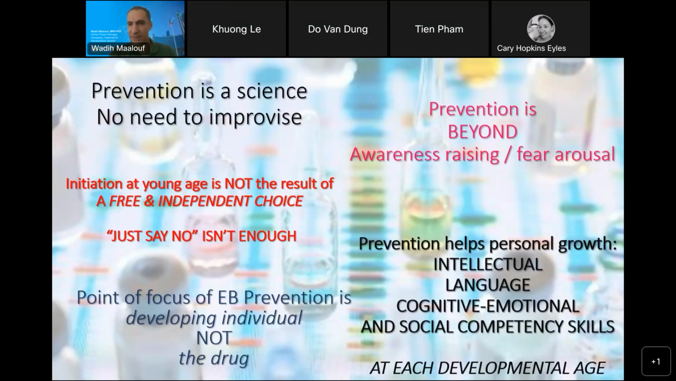Another very important message for policymakers, and that is a loose term I'm using at several levels, because for me a school administrator could be a policymaker in that perspective, so anybody who is making a decision of what they want to do in schools, is that initiation of drug use, especially at an early age of development, is not the result of a free personal choice. It's not a matter of a child or an adolescent simply and naively saying yes or no. The issue is much deeper than that: what triggers that yes and what supports that no is what needs to be accounted for.